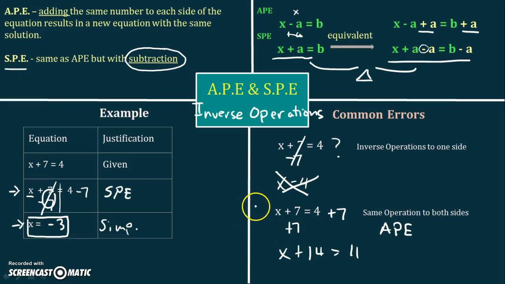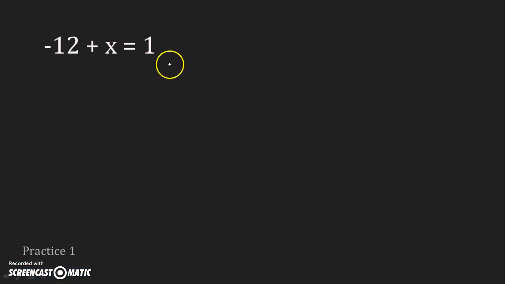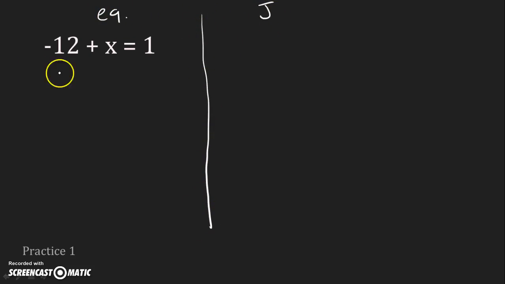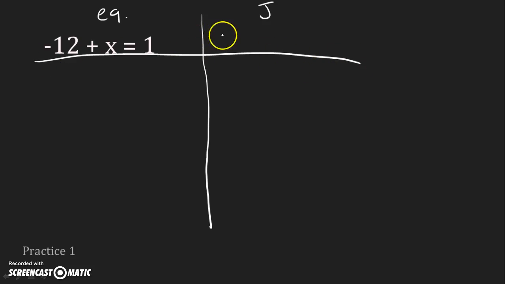Pause the screen if you need to copy the rest of this down. I'm going to go ahead and move on to practice example 1. Only 2 examples today, so I'm going to go ahead and write, we've got the equation, and we've got the justification. So as we solve this equation for x, I'm just going to justify it. The first thing is given to us, so I'm going to write g, and we're solving for x, so we need to get x by itself.